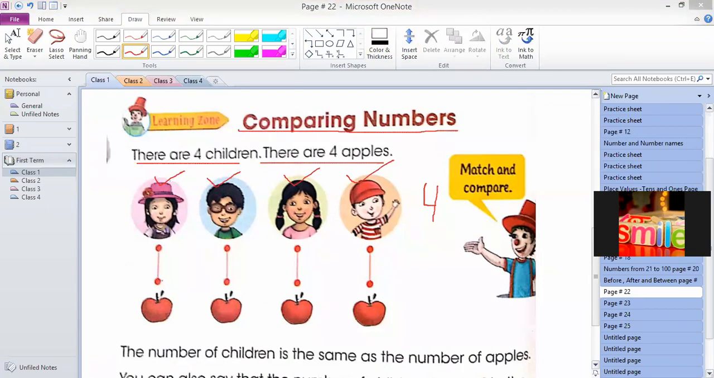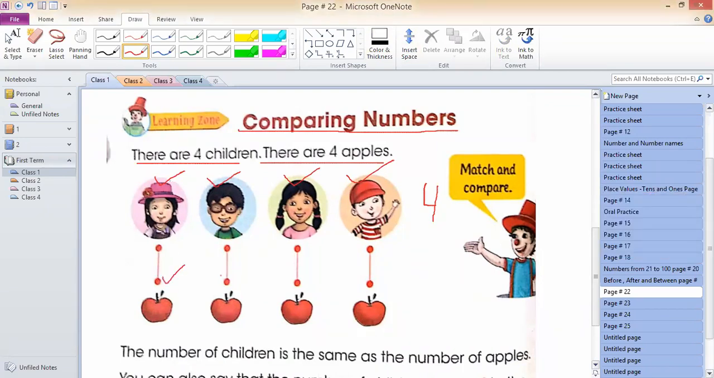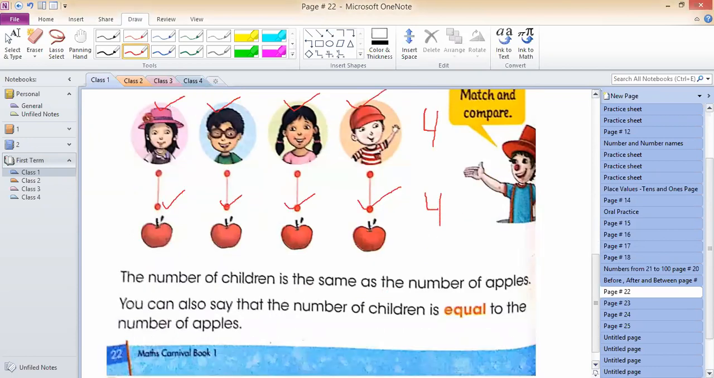How many apples are there? 1, 2, 3, and 4. And how many apples are there? 4. Very good. Apples are also 4. So guys, we can say that the number of children is the same as the number of apples.